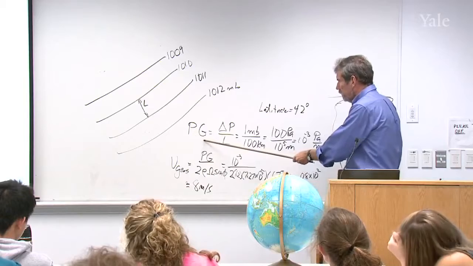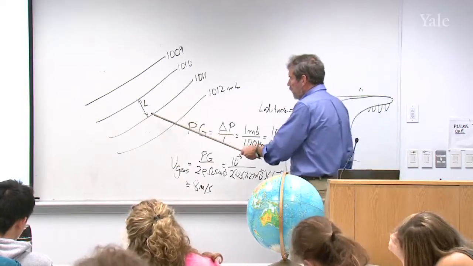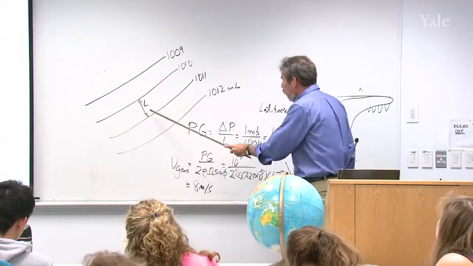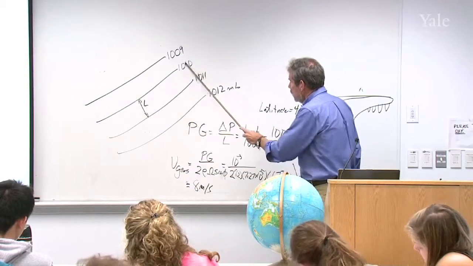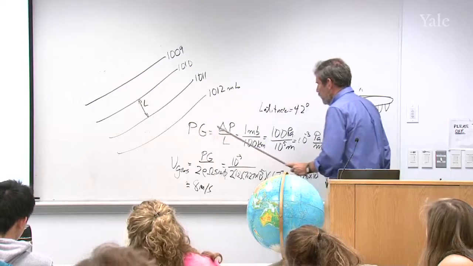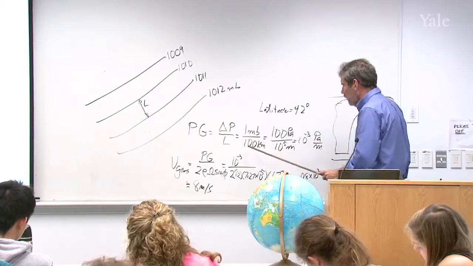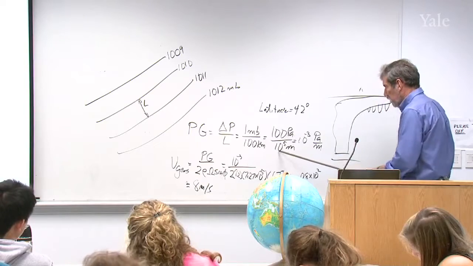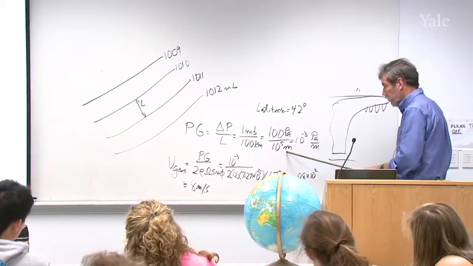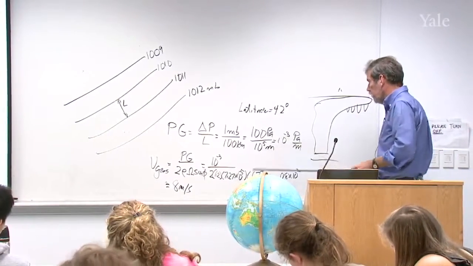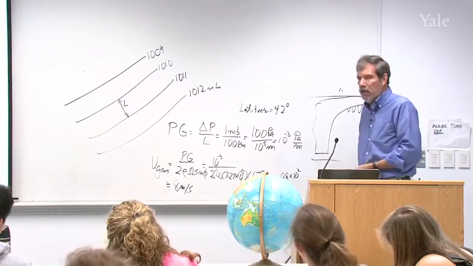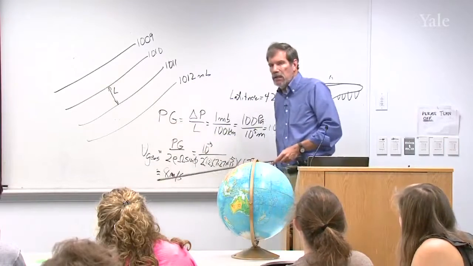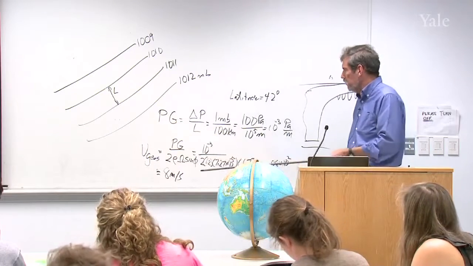So the pressure gradient is the rate at which pressure changes with distance. It's going to be 1 millibar divided by that distance, so it's delta P over L. 1 millibar divided by 100 kilometers. That's 100 pascals divided by 10 to the 5th meters. So the answer is 10 to the minus 3 pascals per meter. That's the magnitude of the pressure gradient in that region. It's a reasonable value.